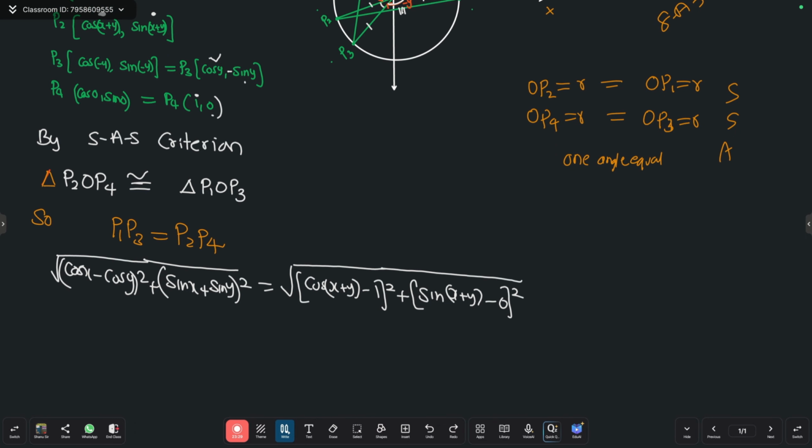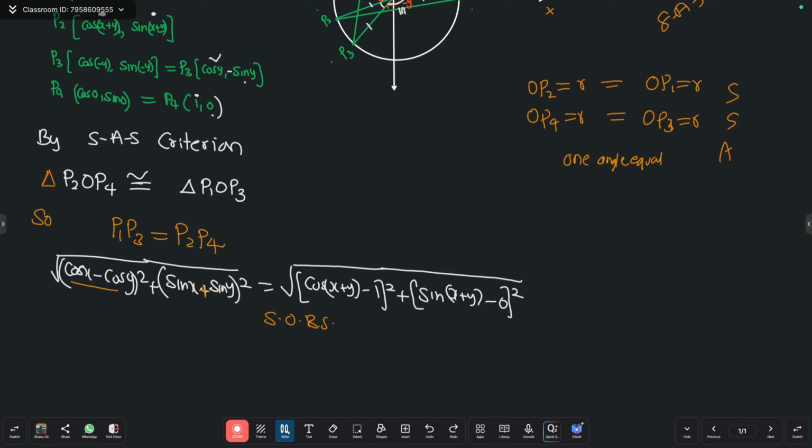Okay. Now we have to solve it, and we will get our proof. Now do one thing: squaring on both sides, the square root will cancel. Then you can open this a minus b whole square. What is a minus b whole square? A square plus b square minus 2ab.